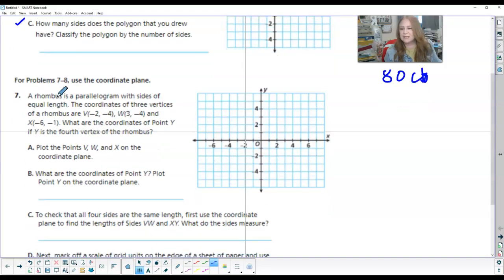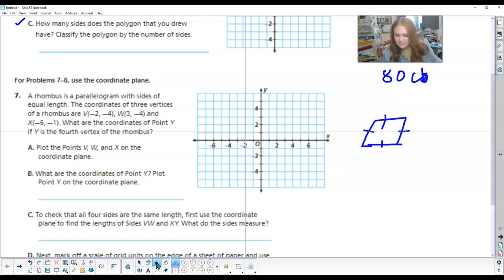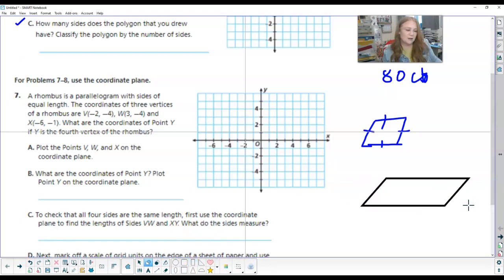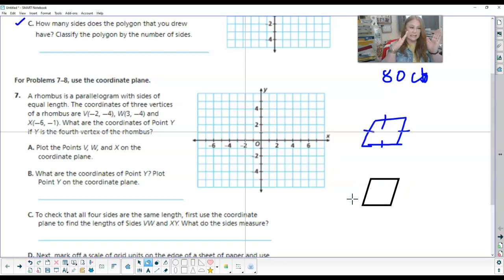So a rhombus is a parallelogram with sides of equal length. So, right, parallelograms are slanted. So a rhombus is going to have these equal sides. All of these sides would be equal. I can show you a better example of that. Maybe I can. So let's see. Okay, so, right, parallelograms don't have to have all 4, but a rhombus will have all 4 the same size. So it's a slanted square, essentially.